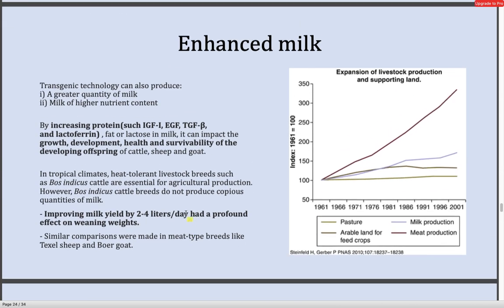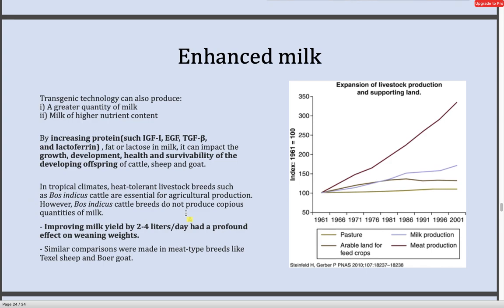This is another common one, enhanced milk for better quantity and nutrient content as well. So you will see with a lot of transgenic livestock and crops, it's mostly for better quantity and higher nutrition. So you do get things like increasing certain proteins in the milk, which will help impact growth, development, health, and survivability of cattle, sheep, and goat.